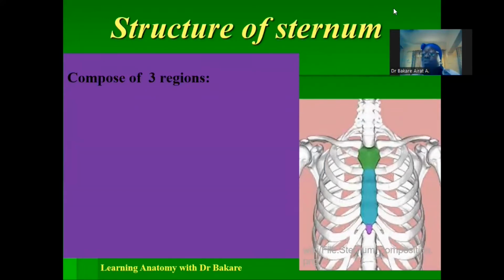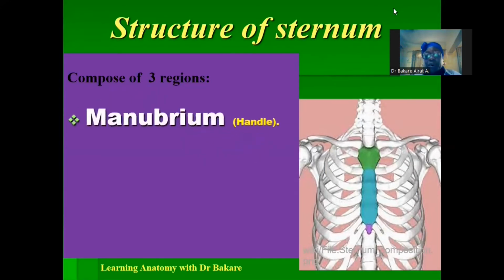So now let's look at the structure of the sternum. What is the anatomy or the morphology of the sternum? The sternum is composed of three substructures or regions. We have the manubrium, which is the most superior region, and this is the manubrium. The manubrium is the handle of the sternum. Remember, we said that the sternum has the presentation of a sword. So the handle is the region where it is held, and this region is the manubrium.